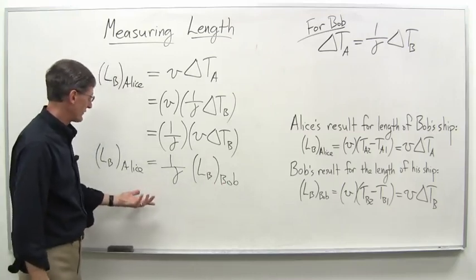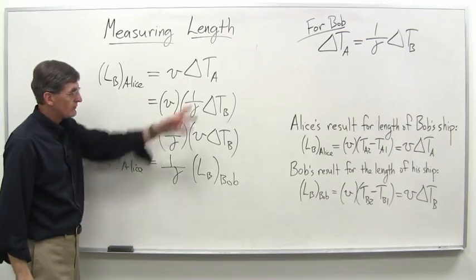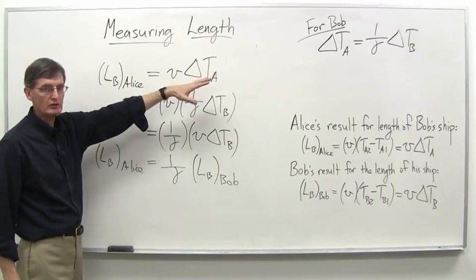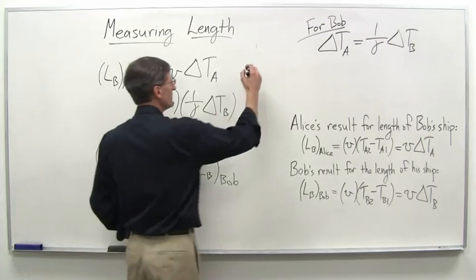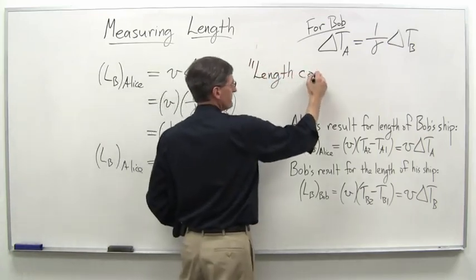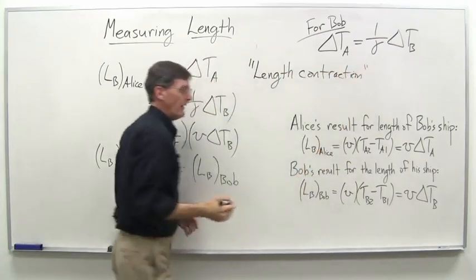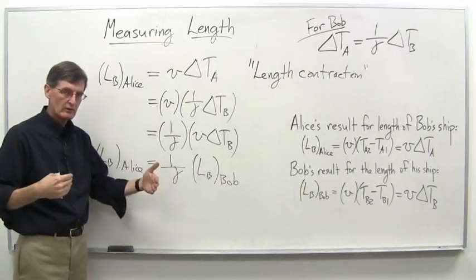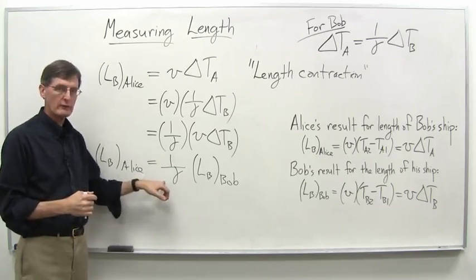And note that we can actually see a similarity here between our time dilation equation and this, which is known as length contraction. In other words, moving lengths, if they're measured, contract. They're shorter than they would otherwise be by this 1 over gamma factor.